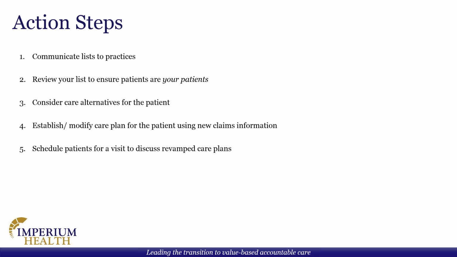Can we establish or modify our care plan that we already have for that patient using this new claims information, realizing that patient went to the emergency department out of market, realized that the patient had a home health order that was signed by someone else. And then how can we try and bring that patient back into the clinic or reach out to them through a really interactive phone call to discuss that revamped care plan and how we're able to best support that patient.